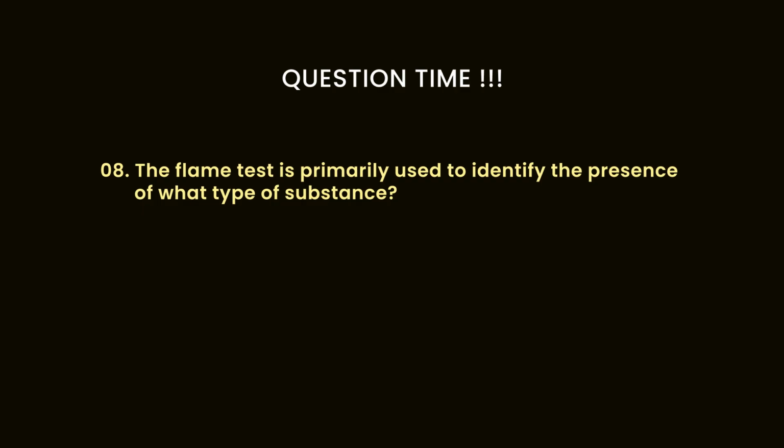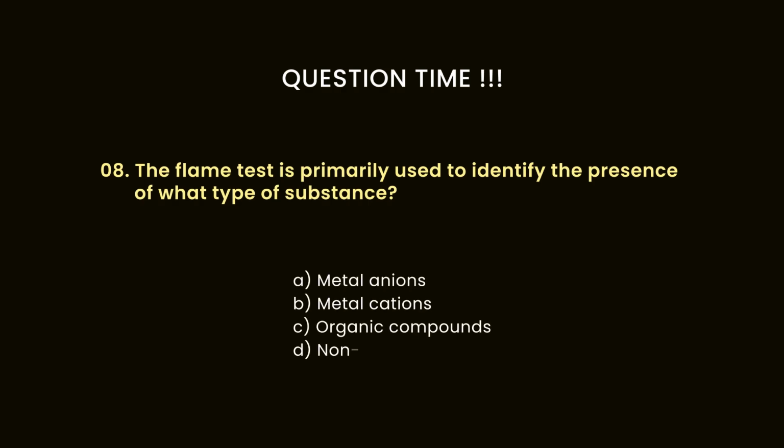Question 8. The flame test is primarily used to identify the presence of what type of substance? Answers are: A. Metal anions. B. Metal cations. C. Organic compounds. D. Nonmetals. The correct answer is B.